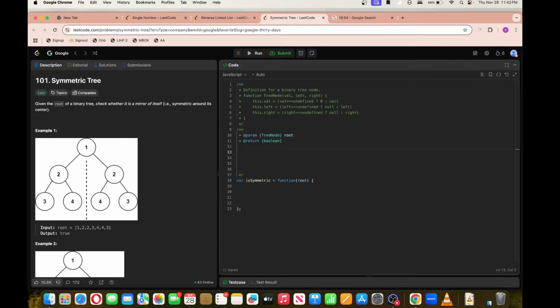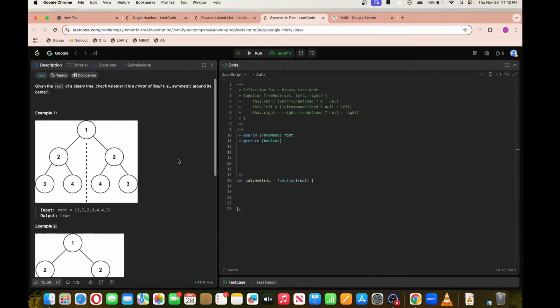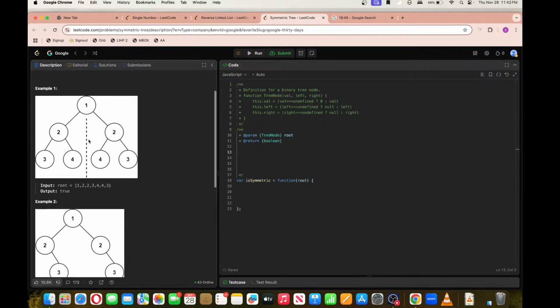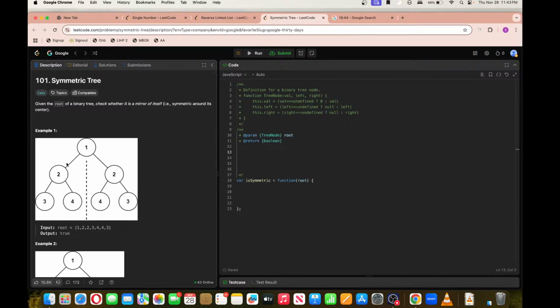Okay, so given the root of a binary tree, check whether it is a mirror of itself, symmetric around its center. Okay, so is this a mirror or not? 2 3 4 2 4 3. Not sure.